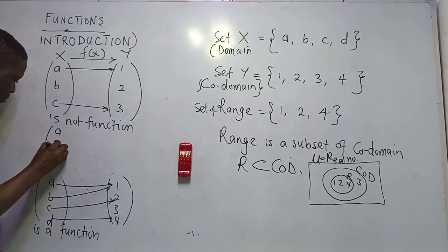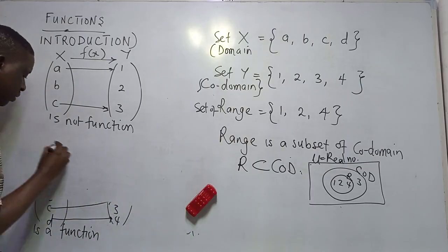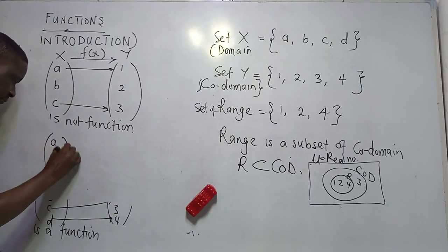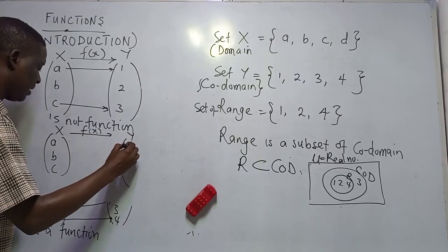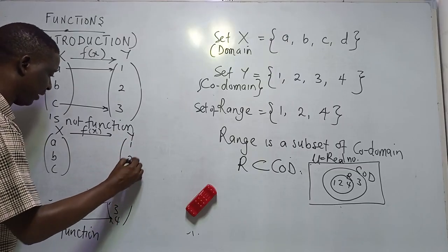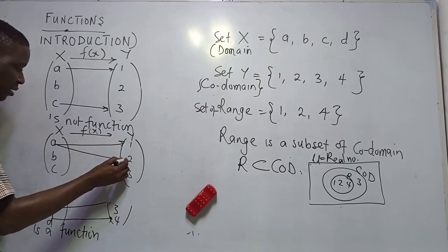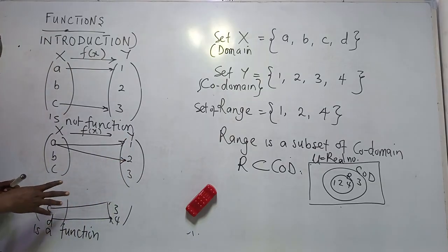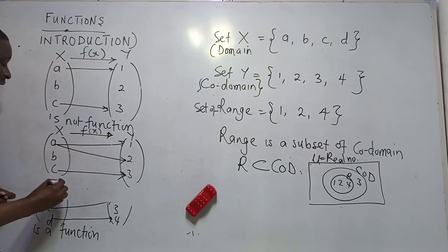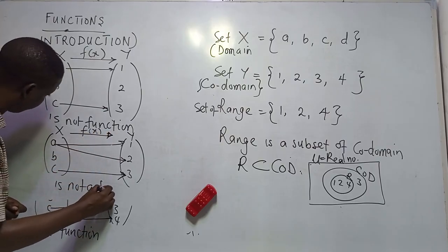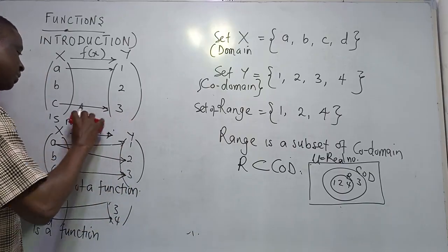Let me take this one, A, B, C. Here is X mapping up with Y. Let's say this one is 1, 2, 3, as we said before. And let's link this one with this. Now, look at what you are seeing. Is this one a function? The answer is no. This one is not a function.